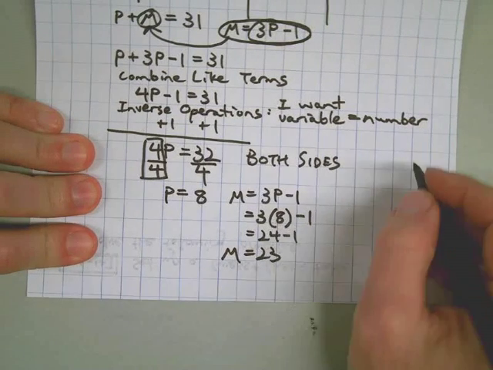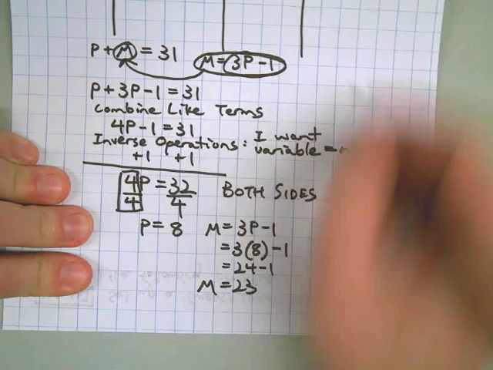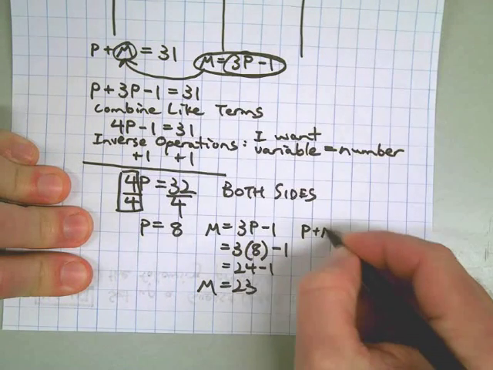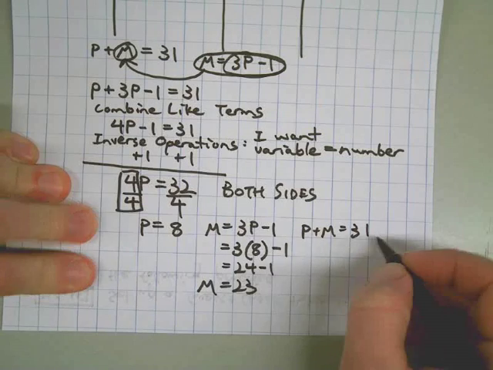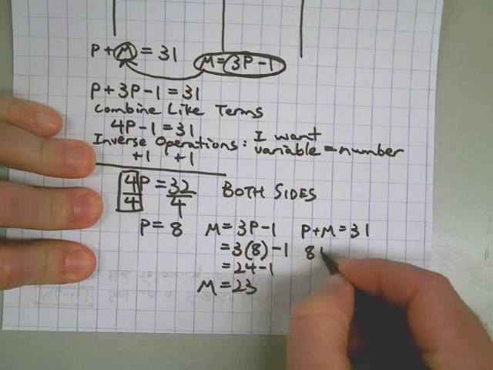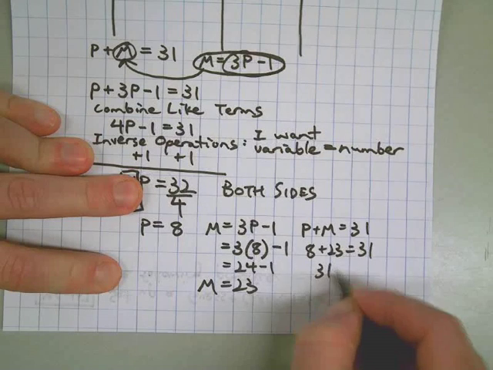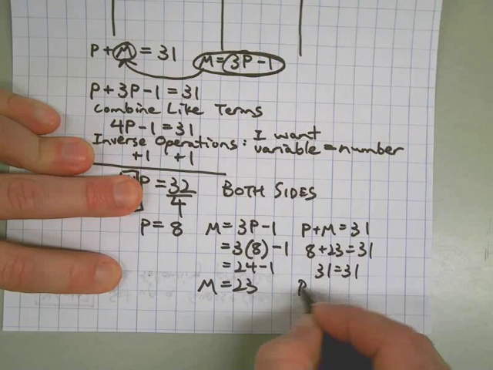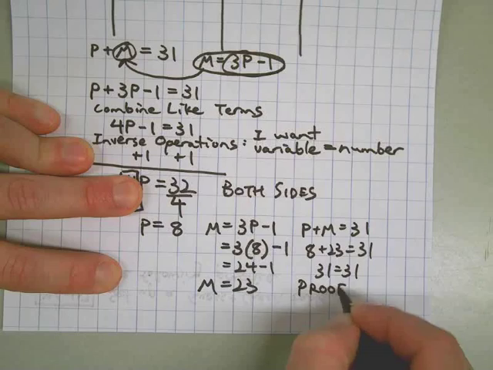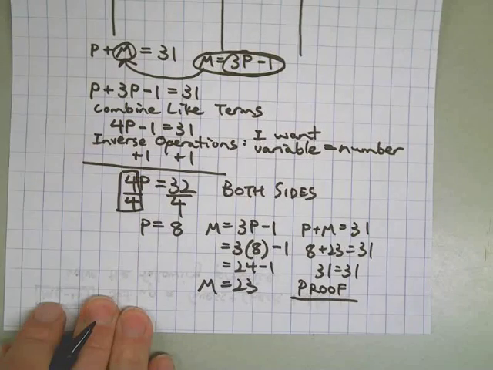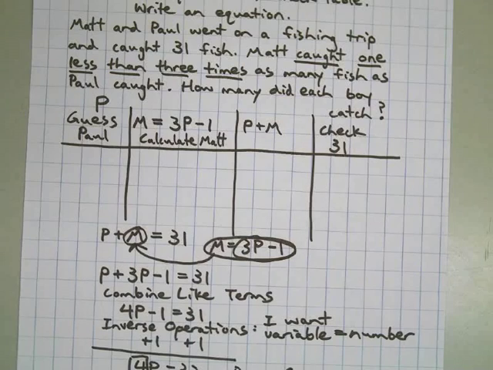So we go back to our original equation. Paul plus Matt equals 31. Paul is 8, Matt is 23, and that is true. That's called a proof, and we're done. So to review what happened here, we have a story problem.